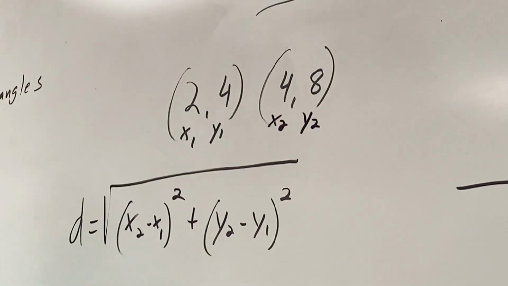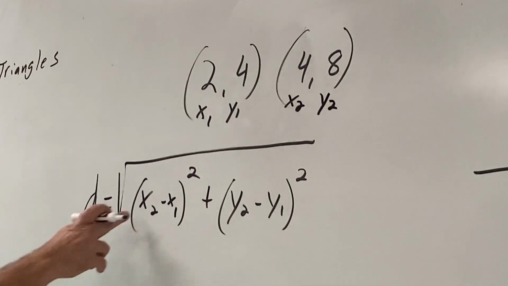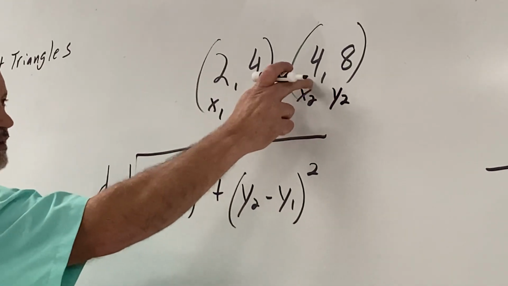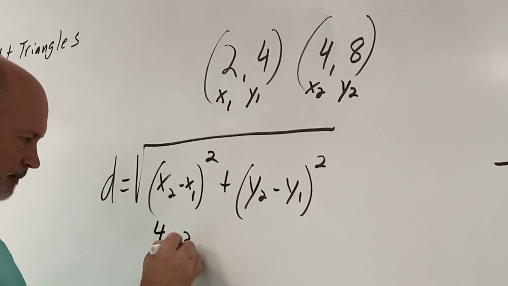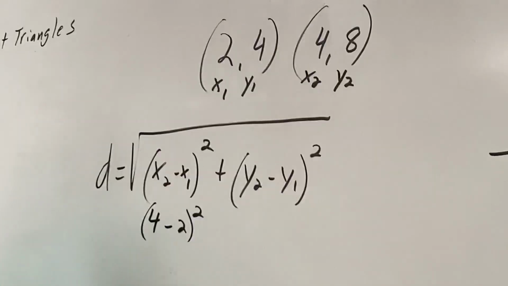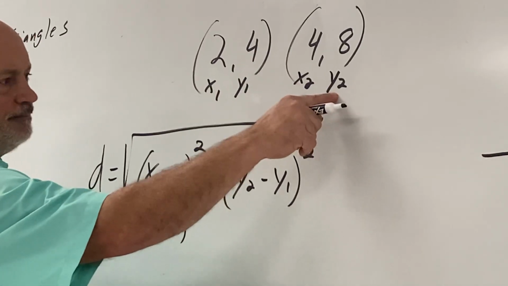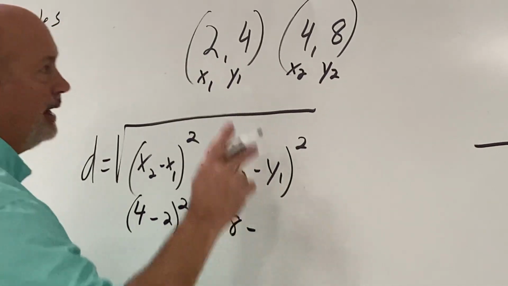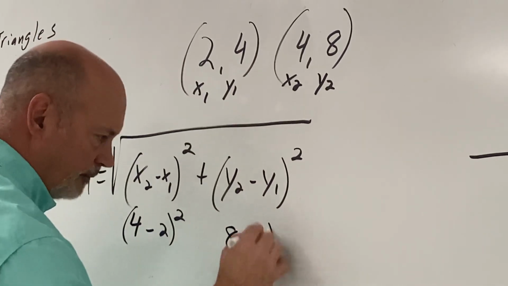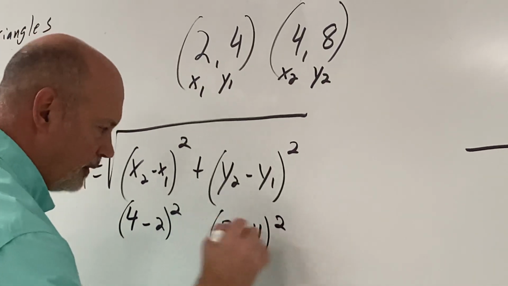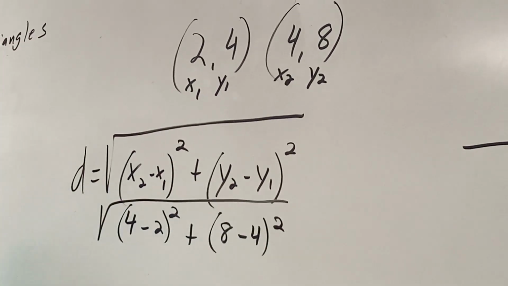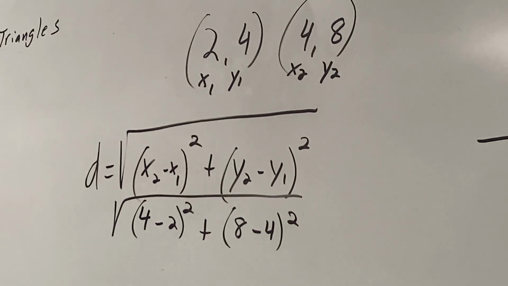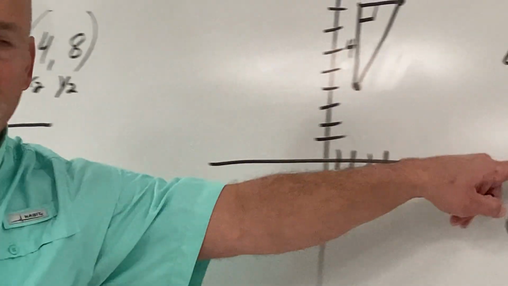Let's plug in the numbers where they go. Let's do the X's first. What's the second X? 4. Minus? 2. Okay. Let's do the second Y. 8. Minus? 4. Square. Now keep in mind, we're going to take the square root at the very end. We're not going to square root until the very end. Kind of like we square rooted at the very end here.